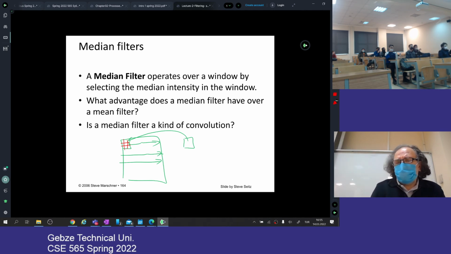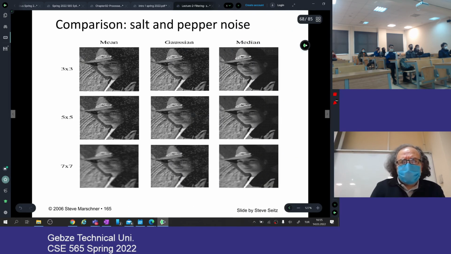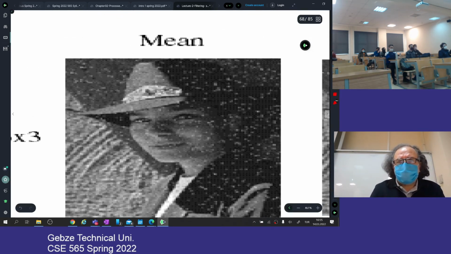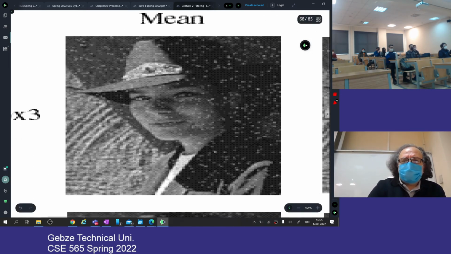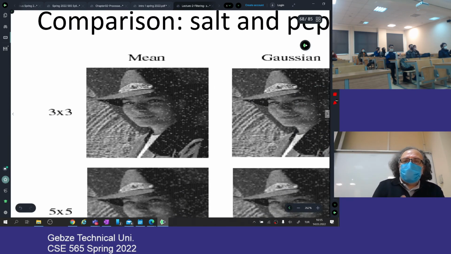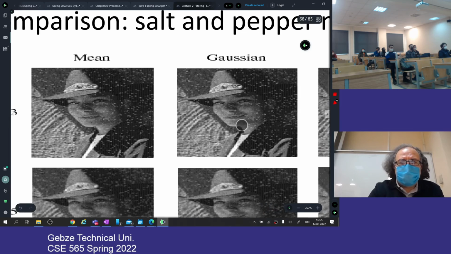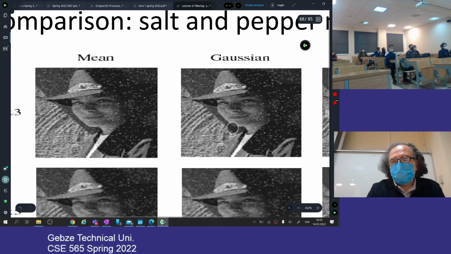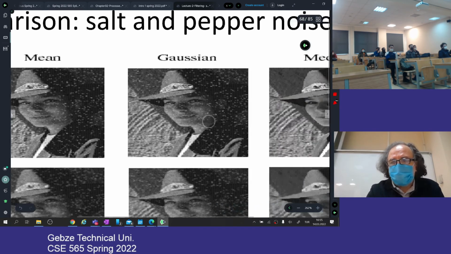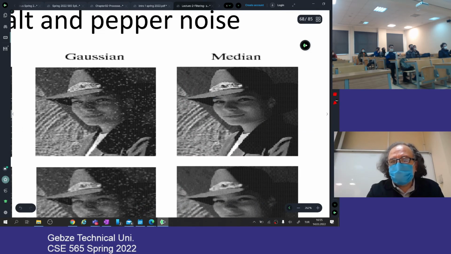So it looks like, well, why are we doing this? Well, it's going to be very useful for some cases. For example, remember salt and pepper noise? You replace some of the pixels with black ones and some of them with the white ones, right? That's what it is. So if I apply a Gaussian filter to this salt and pepper noise, this is what I get. For the mean, this is what I get. If I apply the median, this is what I would get. So median is behaving much better.